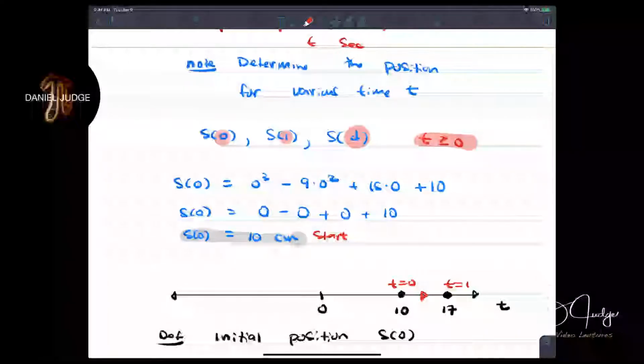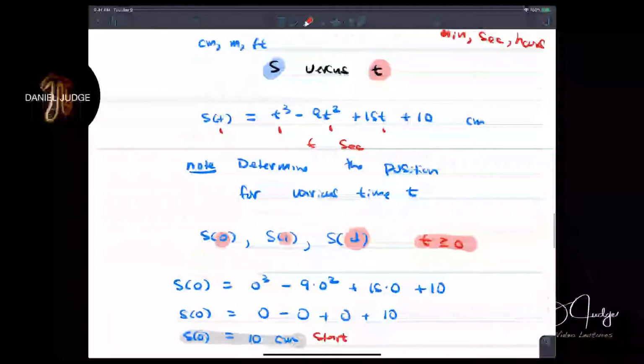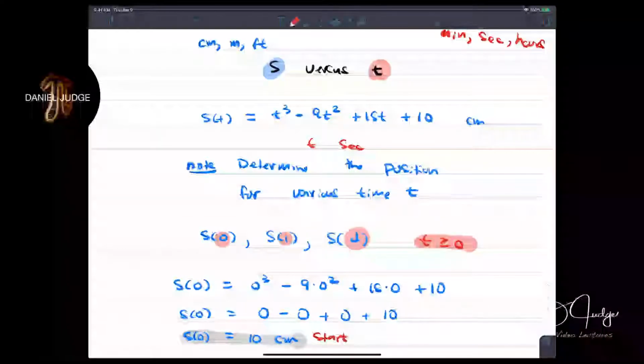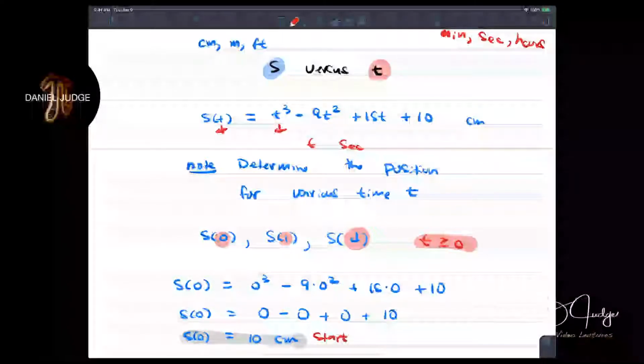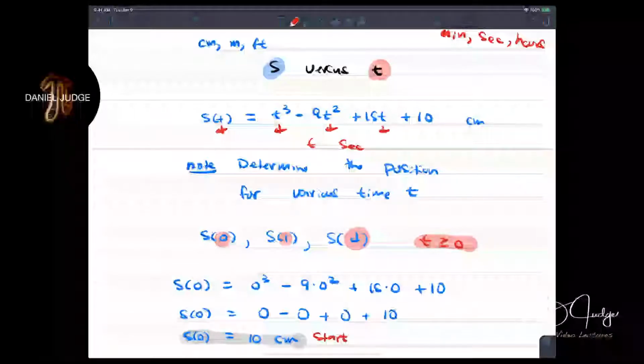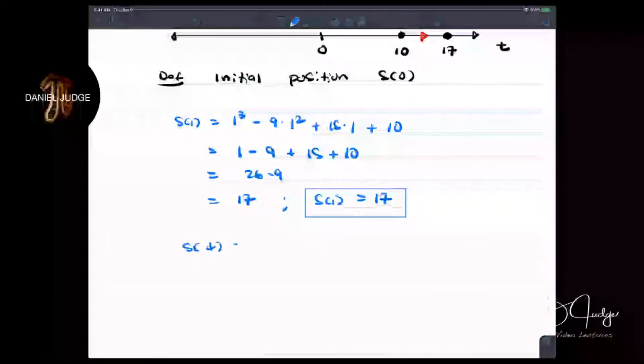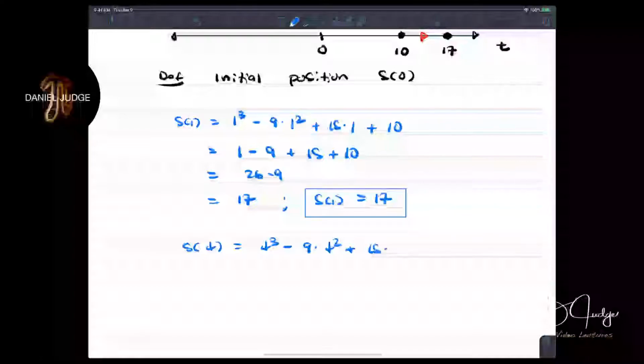So you say, well, what do I do now? Well, now, instead of plugging in 0 and 1, you're going to plug in a 4. So let's be careful now, ladies and gentlemen. S of 4 will be 4 cubed minus 9 times 4 squared plus 15 times 4 plus 10.